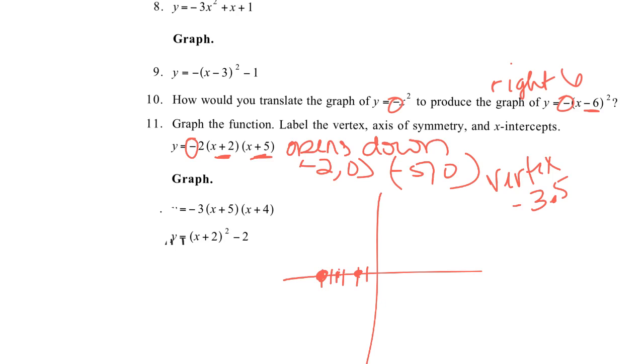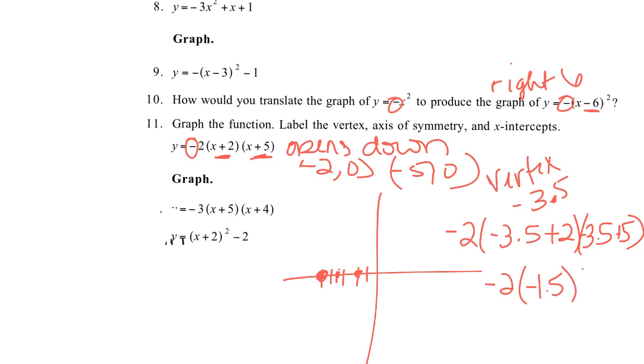And let's see how far up it goes. -2 times (-3.5 plus 2) times (-3.5 plus 5). So -2 times -1.5 times +1.5. And since you get calculators, that's a +4.5. So up here would be your vertex. But just knowing your intercepts and whether it opens up or down should be enough to get you the correct graph on a multiple choice test.